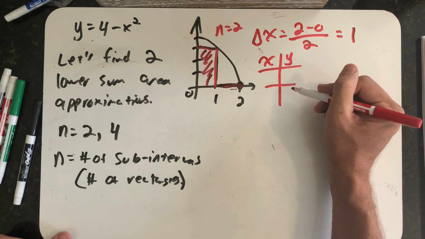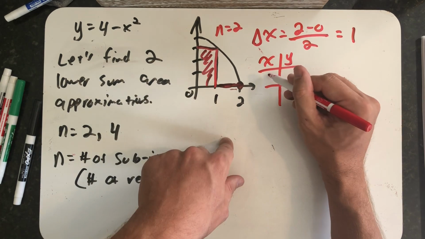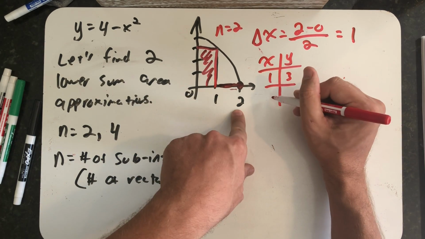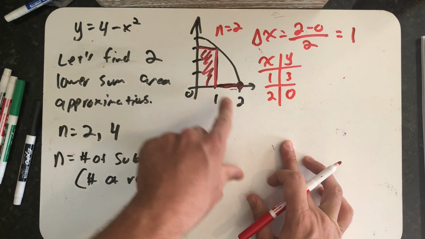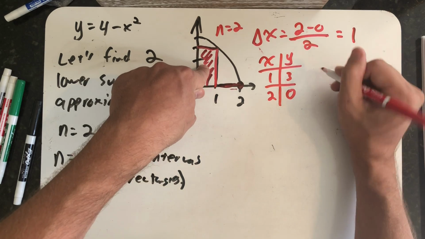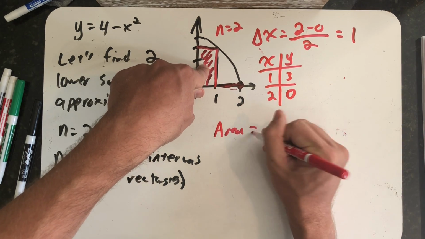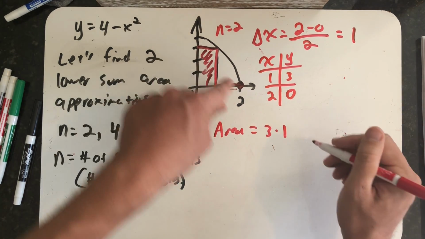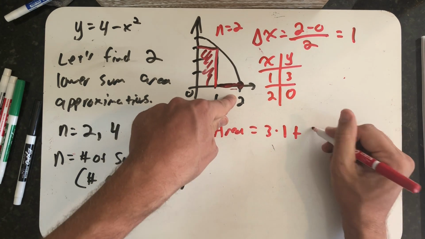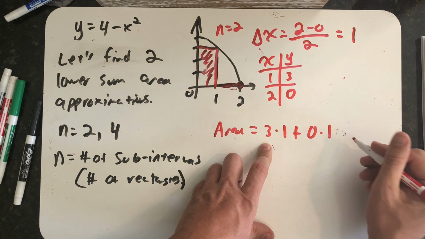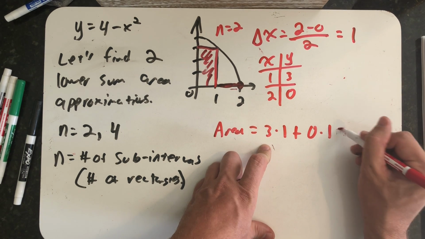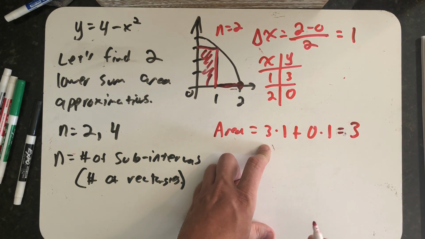Okay, so plug in an x, get out a y. If I plug in 1, I get out 3, and if I plug in 2, I get out that minimum value of 0. This rectangle has an area of 3 times 1. This has an area of 0 times 1. And again, that's a function value times my delta x. And I would approximate the area then to be 3.